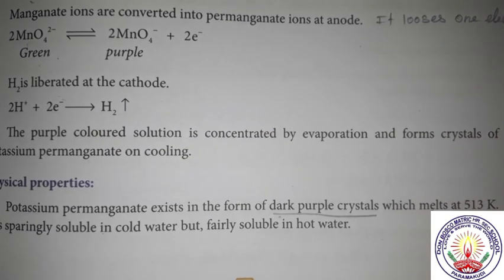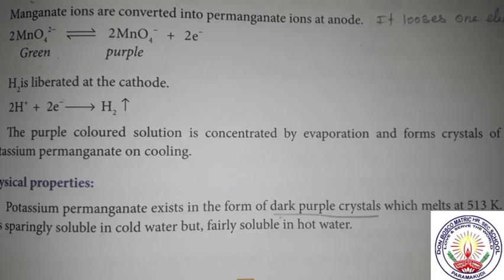Now we shall see the physical properties of this potassium permanganate. This potassium permanganate is in dark purple crystals. This is a solid which melts at 513 Kelvin and it is sparingly soluble. It is soluble in a small amount in cold water but fairly soluble in hot water.